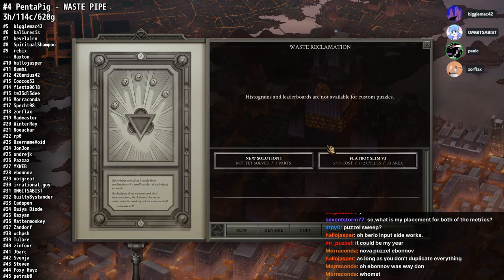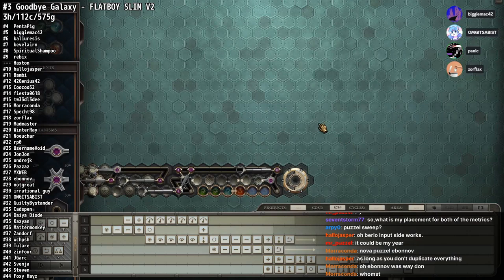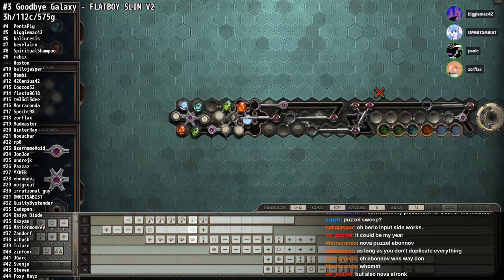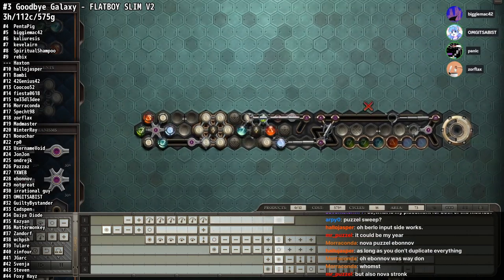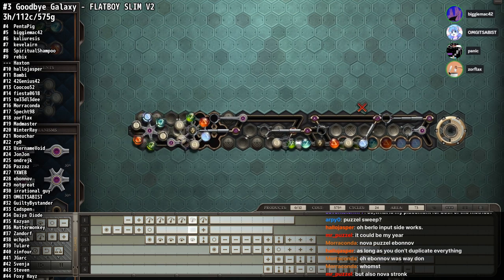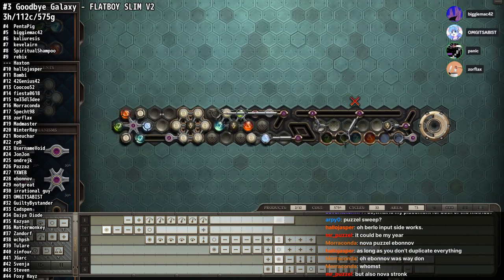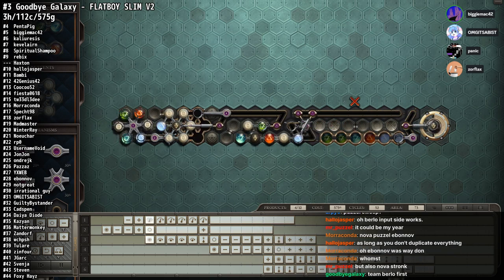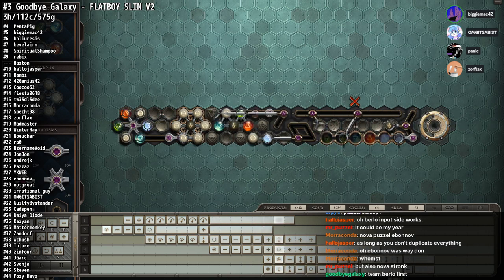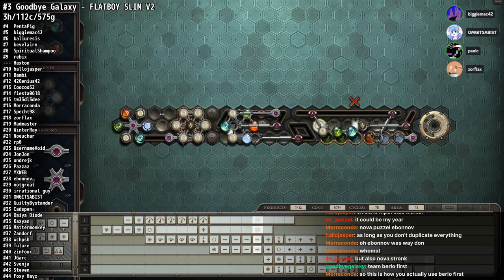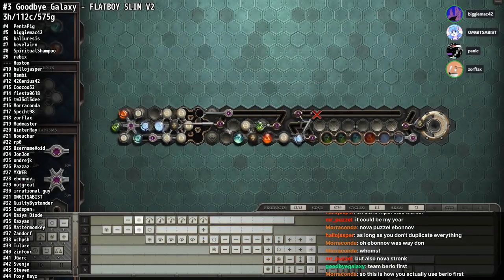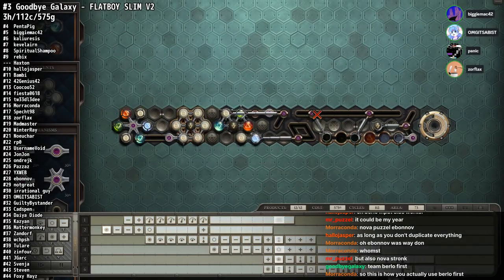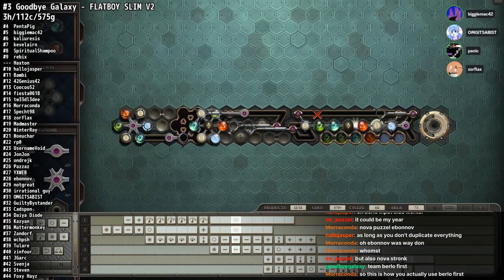All right, so at number three, we have Goodbye Galaxy. Flat Boy. Oh! Flat Boy Slim V2. Say that 10 times. Great puzzle, or great solution name. This is totally in the face of Pentu and me, who both said Brillo first cannot theoretically beat our solution. I was scared to hear that, but this one doesn't even have a catalyst.